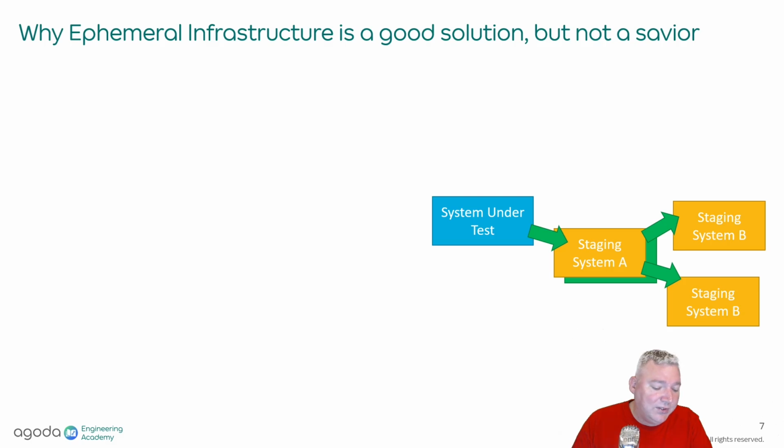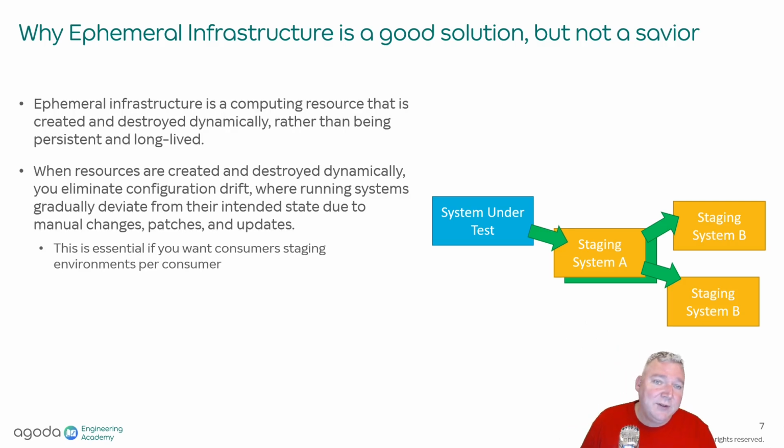And this is where I'll just take a tangent to talk a little bit about how ephemeral infrastructure is a good solution here, but not a savior that a lot of people use. So ephemeral infrastructure, if you're not familiar with the term, it's a computing resource that is created and destroyed dynamically rather than being present and long-lived. Where this helps is that it's not only about the consumption of resources, but also about configuration drift, which becomes a problem when you have to maintain large amounts of servers. So when we have running systems that exist for a long time, they get patched, config gets changed, and their state slowly changes over time. And this leads to state drift.